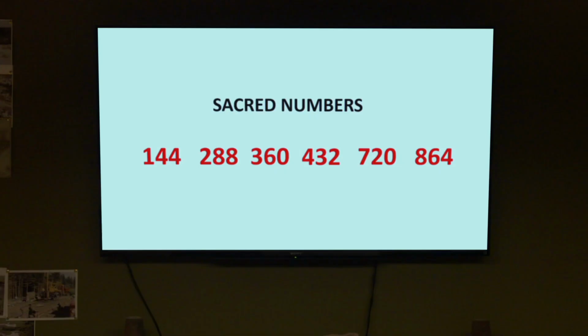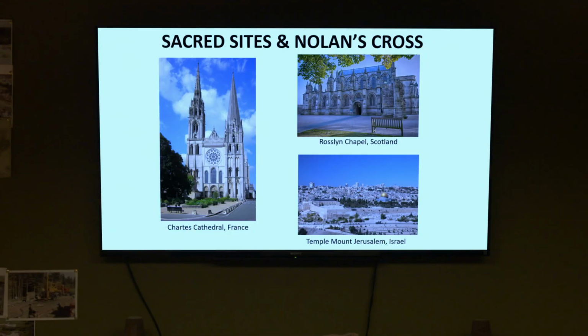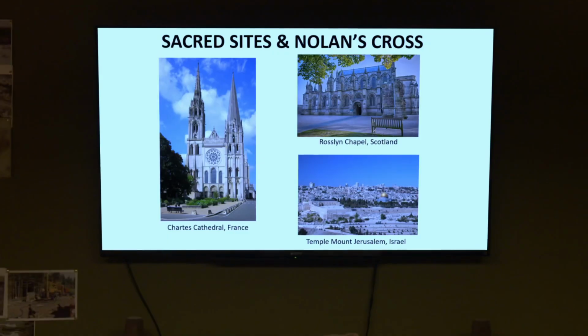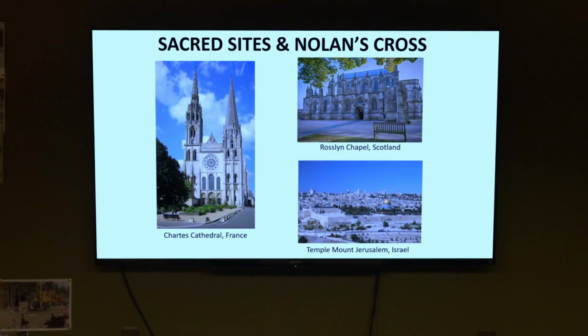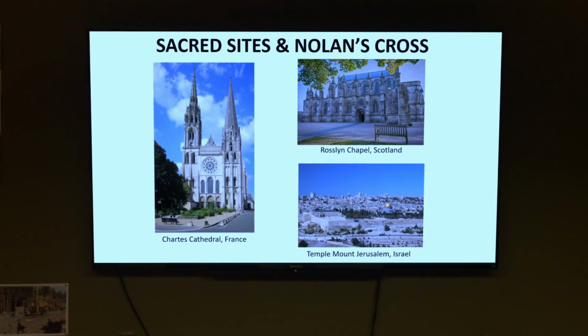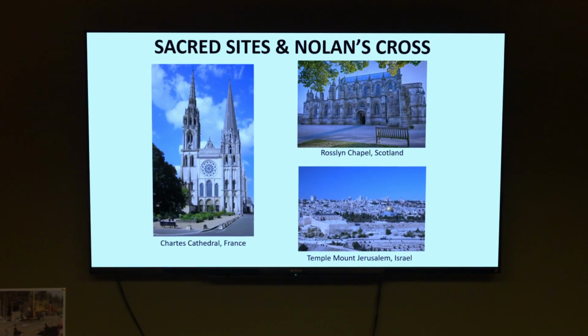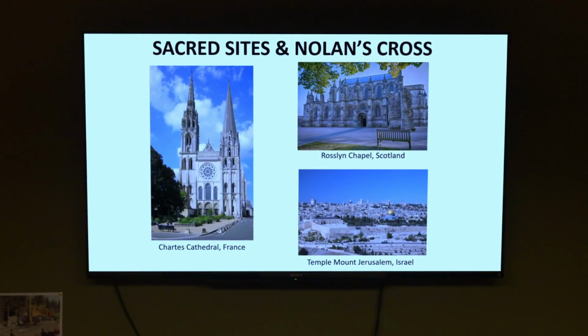So these numbers are encoded in Nolan's cross. Next slide. The numbers of Nolan's cross are encoded in many, many sacred sites all around the world. Encoded in Chartres Cathedral, encoded in Roslin Chapel, they're encoded in Temple Mount. If you look at the measurements of these sacred sites, you will find these same numbers repeated again and again and again around the world.